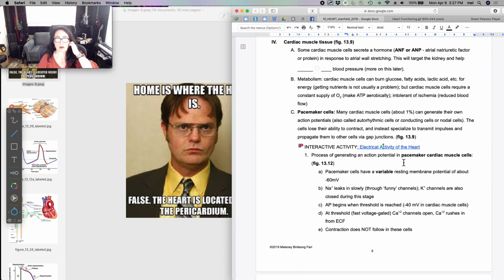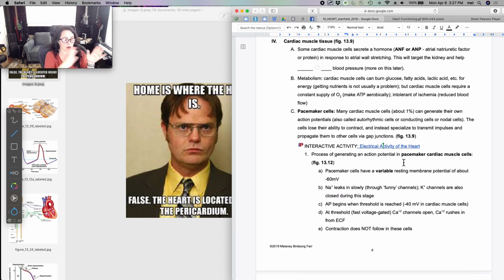All right, so now we are going to get into cardiac muscle tissue and the mechanism of action potentials and contraction in 2 different types of cardiac muscle cells. But before we get to that, let's talk about some general stuff about cardiac muscle tissue and cells. First off, a few cardiac muscle cells actually have the ability to release a hormone. And I know you guys wanted to learn another hormone because you didn't learn enough. This hormone is called ANP or ANF.